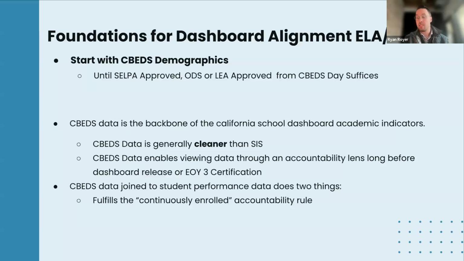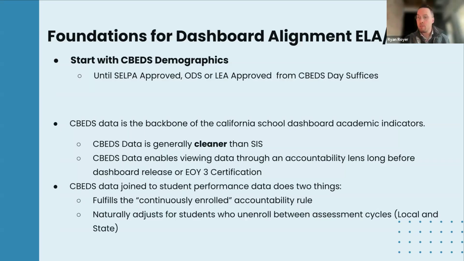It's this student was continuously enrolled for the full year, and this was their student group, at least at that point, at the beginning of the year. So SED, SWD, English learner, homeless, foster youth, etc. What it also does is it naturally adjusts for students who unenroll between assessment cycles.